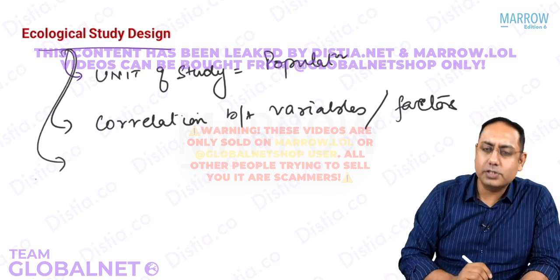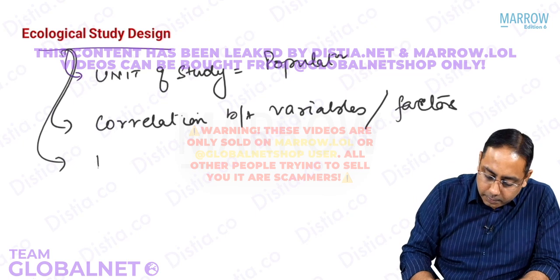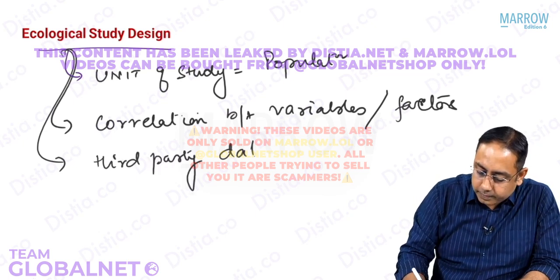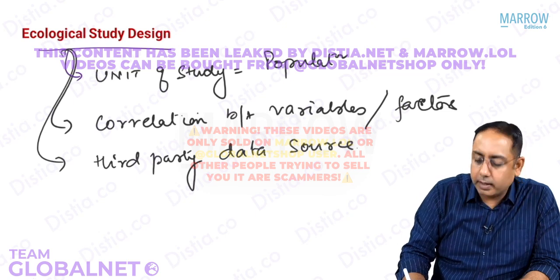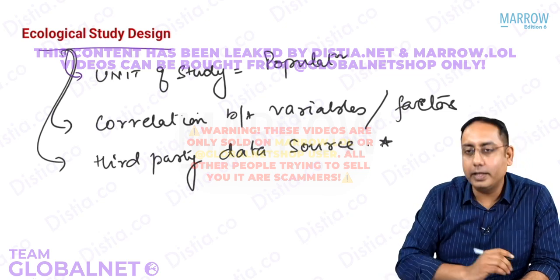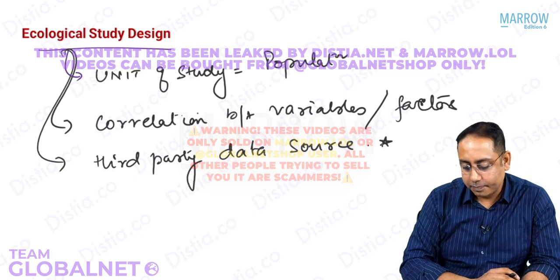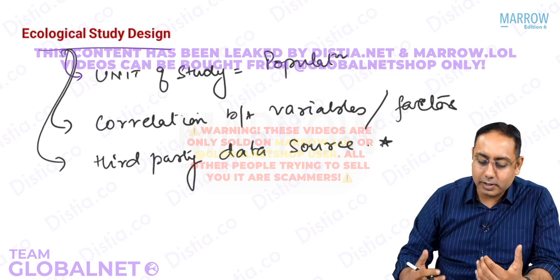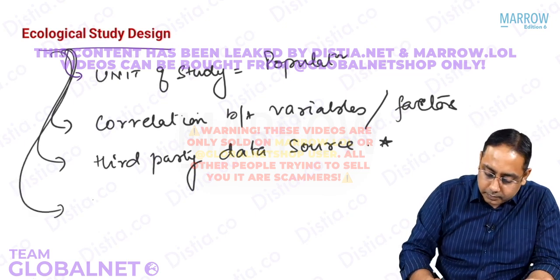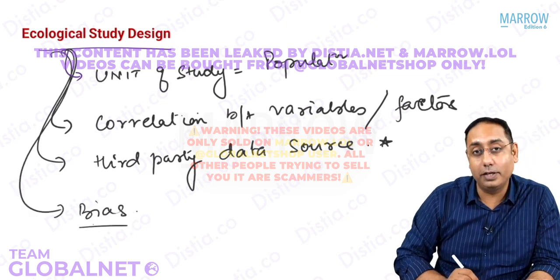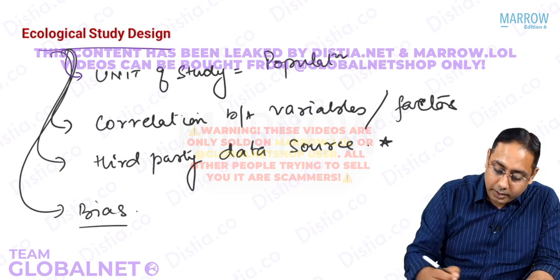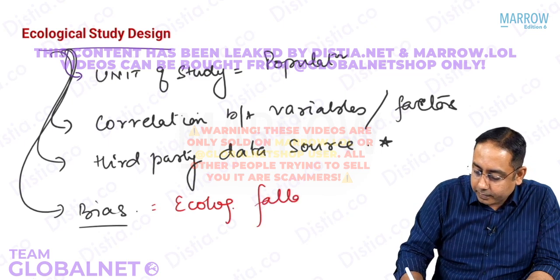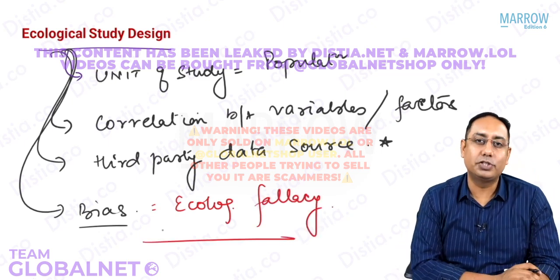In the ecological study design, usually a third party data source is taken. I'm not saying always, it is usually taken. So you do correlation between events or between the variables or the factors. The unit of study is a population. There is a special bias of the ecological study. The bias is called ecological fallacy.